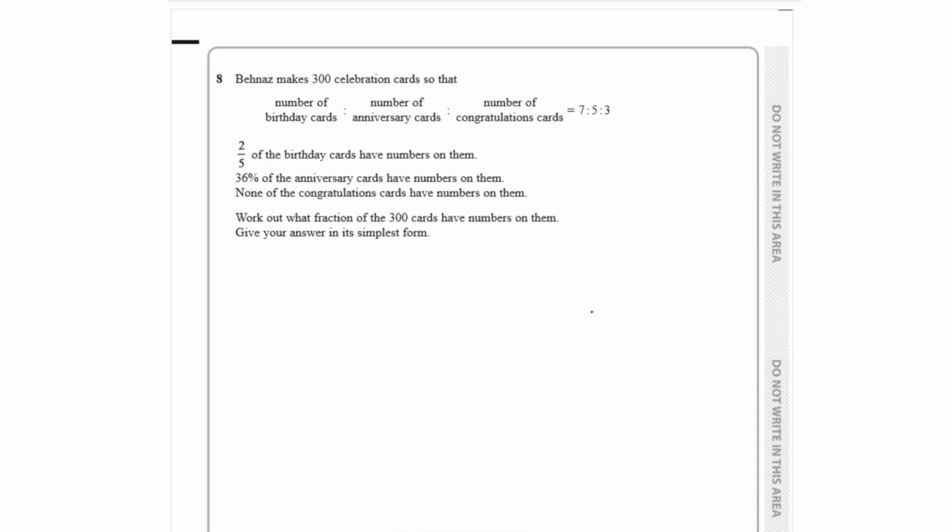Benas makes 300 celebration cards so that the ratio of birthday cards to anniversary cards to congratulation cards is 7 to 5 to 3. If we find the sum of that, that is 15. That is for later. 2/5 of the birthday cards have numbers on them. 36% of the anniversary cards have numbers on them, and none of the congratulation cards have numbers on them. So it's just 0%. Work out the fraction of the 300 cards that have numbers on them.